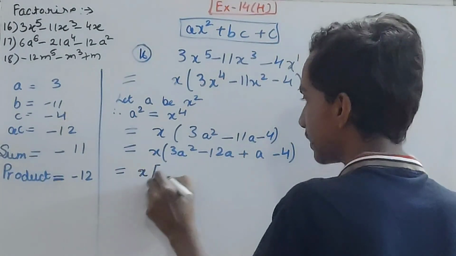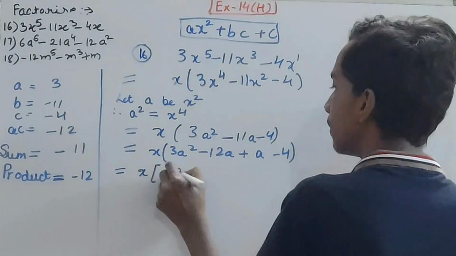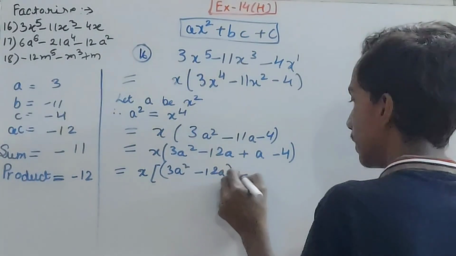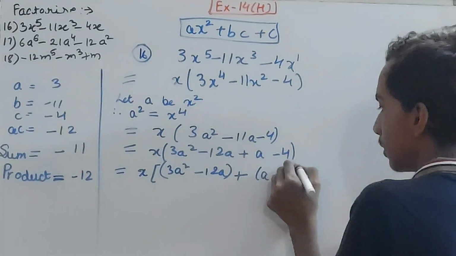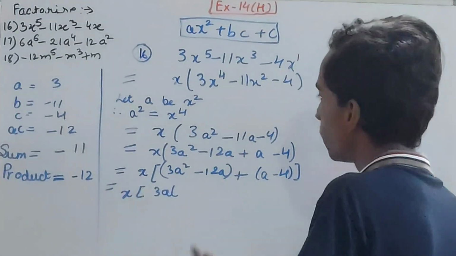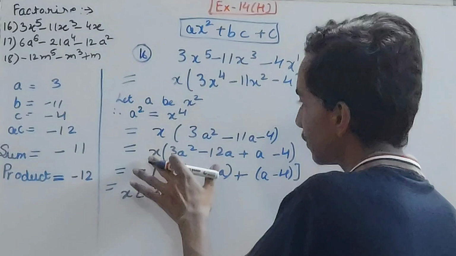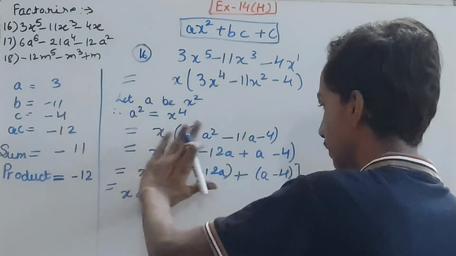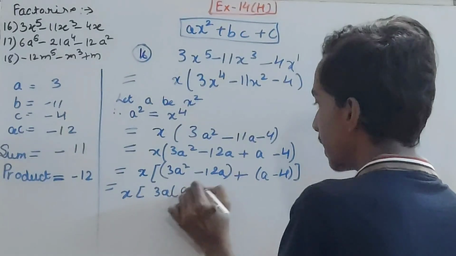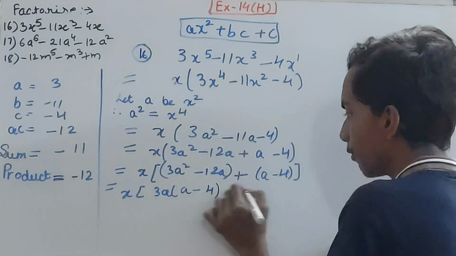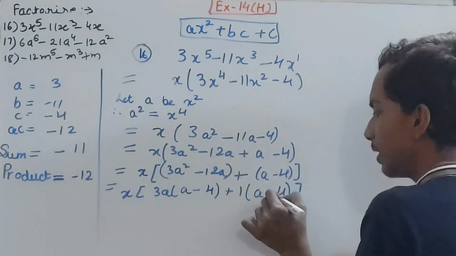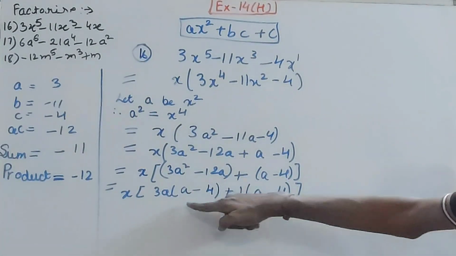So here you will have x into, now you can group this in 1 and the other group in another group, like that. X into, from here you can take, and one more thing, we are not replacing this x, right? This is common factor, this is out of this question. We are not dealing with this right now. 3a you can take common, you will have a minus 4, and from here you can take 1 common, so you will have a minus 4. When you can't see anything common, just take 1. So on both the sides it is balanced.